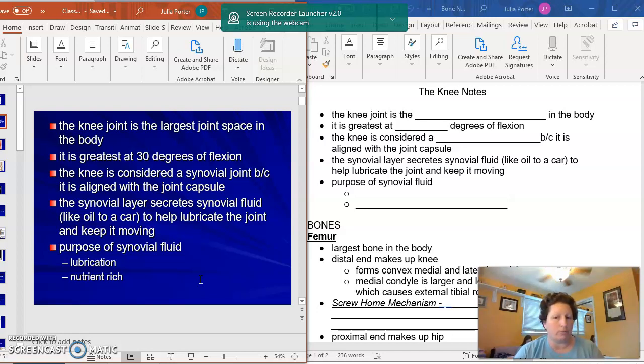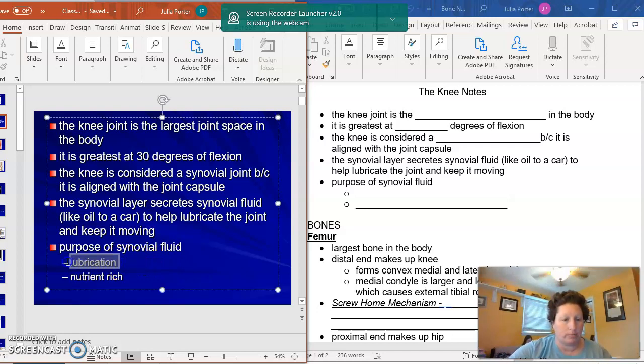So what is the purpose of the synovial fluid? The purpose is for lubrication and for nutrition. Right? So the synovial fluid brings nutrients to the joint to help it with repair or with growth, but it also lubricates it. All right, moving on out of that first section.